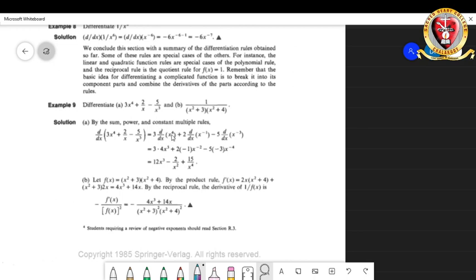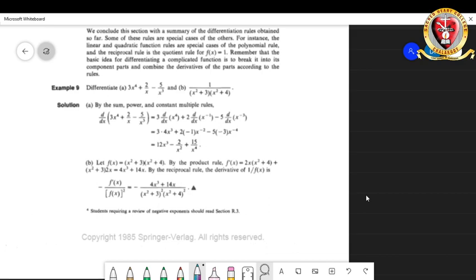First, the derivative of x raised to 4 will be 4x cube. Here, the derivative of x raised to minus 1 will be minus 1 into x raised to minus 2. And x raised to minus 3 will have the derivative minus 3 into x raised to minus 4. Then write it in the simplified form. You get 12x cube minus 2 by x square plus 15 by x raised to 4.